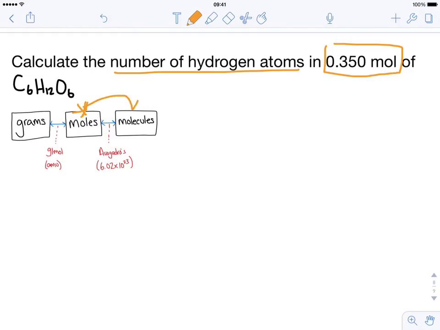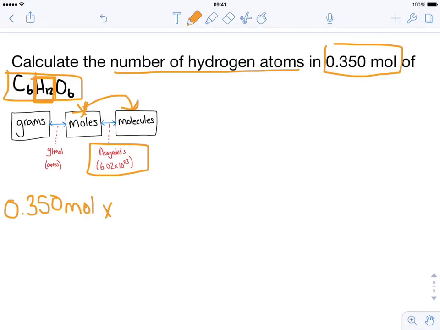So again, we're going to go from moles to molecules, but not the amount of molecules of C6H12O6, but we want just the amount of hydrogen. So we know we're converting from moles to molecules, and to do that, we're going to use Avogadro's number. So we're going to do this in the exact same way that we did the previous question. So we are given 0.350 moles, and we want moles to cancel, so we're left with molecules. So here again, we're going to put Avogadro's number on the top and moles on the bottom.